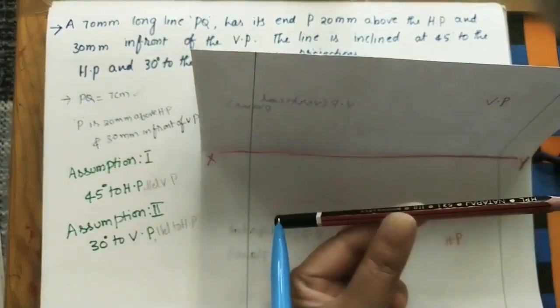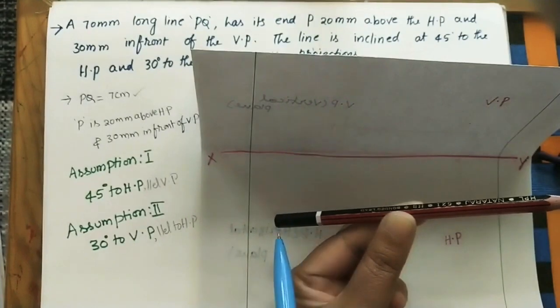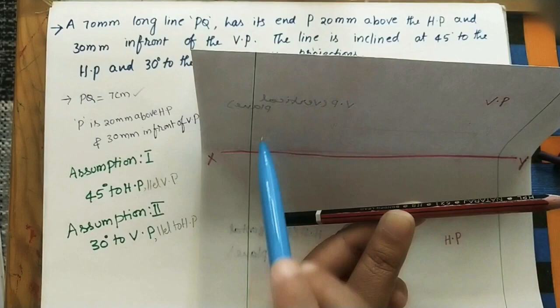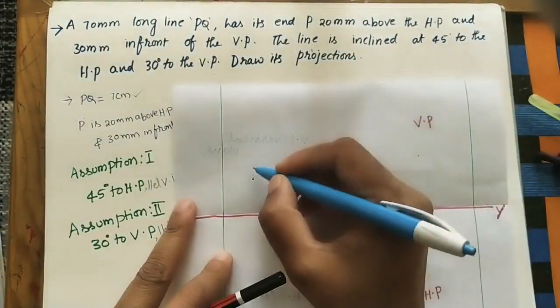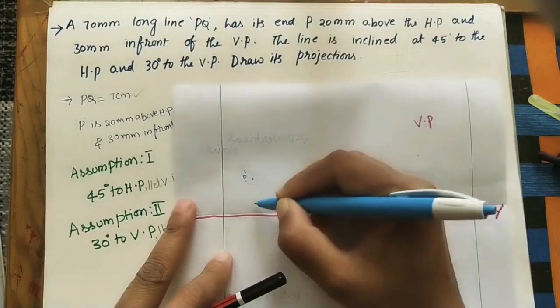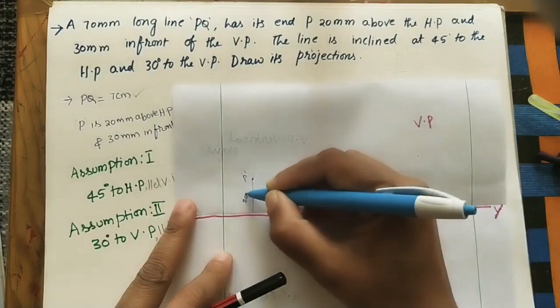Okay, initially we have to mark the P point in the front view, which is 20 mm above HP. So above the XY line, mark the front view of P. I am marking it roughly. For front views we are giving P dash, Q dash like that. P dash, this gap is 20 mm.